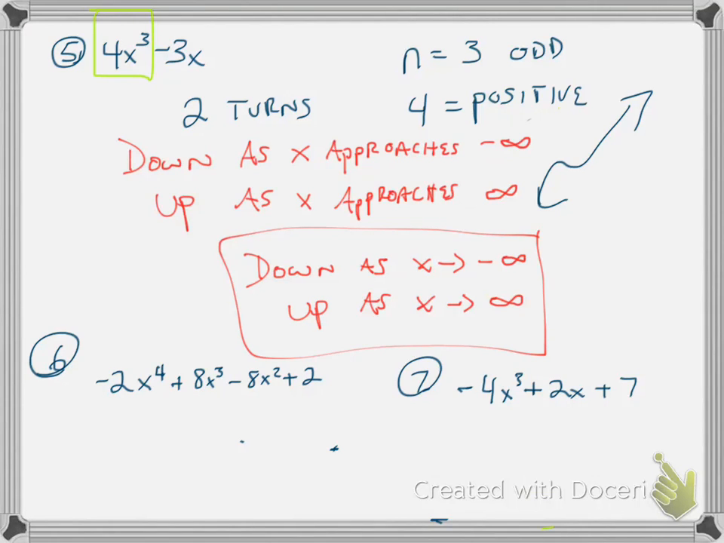Describe the end behavior and the number of turns. So for this past one, this was part of my answer as well. 2 turns, down as x approaches negative infinity, up as x approaches positive infinity. Go ahead and pause it, and on the next page, I'll have the answers.